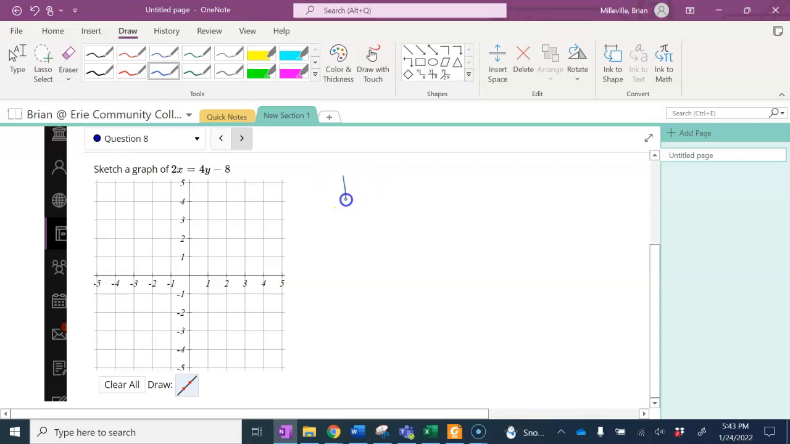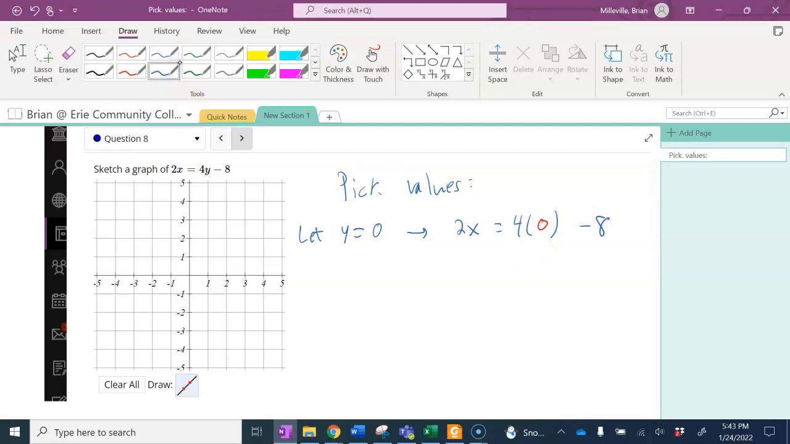What you want to do is pick points here. So we're just going to pick values. In the problem we just did, number whatever it was, 10 or 11, we were given the x values and we found the y values. I'm going to start out by picking not a value for x, but a value for y. Let y, in this case, equal 0, and then let's plug that into the equation. So the equation becomes 2x equals 4 times y minus 8, and we're going to substitute in 0 here. And now what we're going to do is determine what x is.